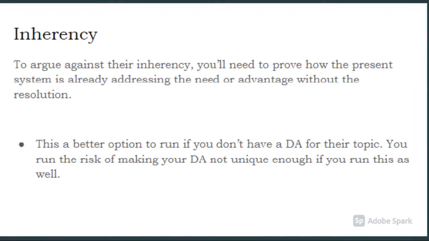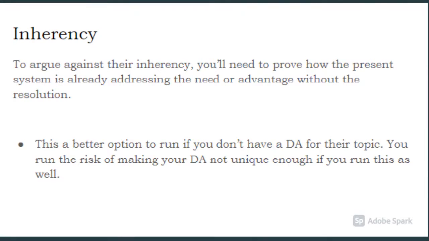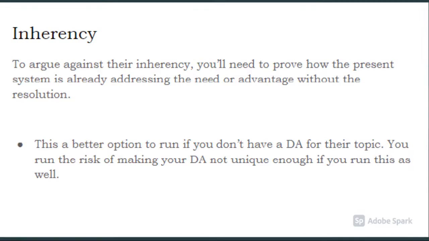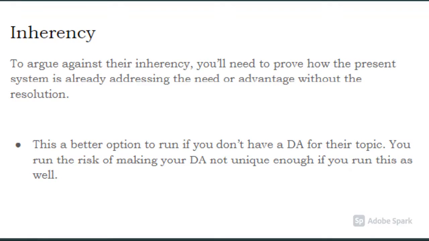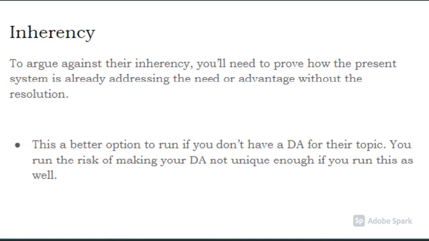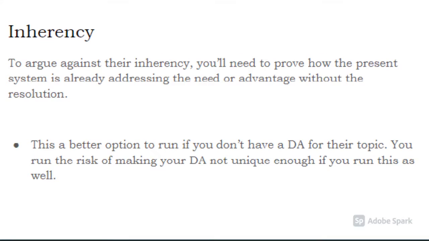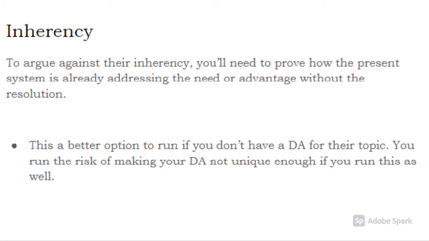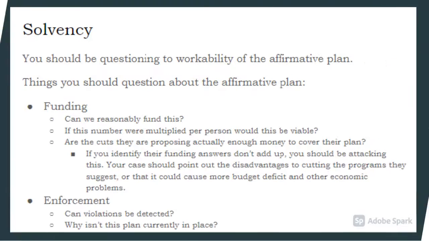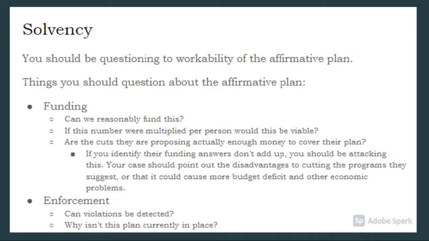Another thing you can argue is about their inherency. So to argue against their inherency, you'll need to prove how the present system is already addressing the need that they listed or their advantages without the resolution. So this is a better option to run if you don't have a DA for their specific topic, like you feel like your DA doesn't line up very well to them. Because if you do run a full DA, you run the risk of making yours not unique enough. And that will kind of make you lose the round because you have to prove uniqueness. So all it takes is them pointing out that that case isn't very unique to them for you to kind of lose everything.